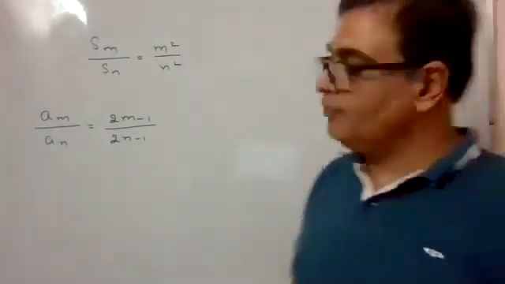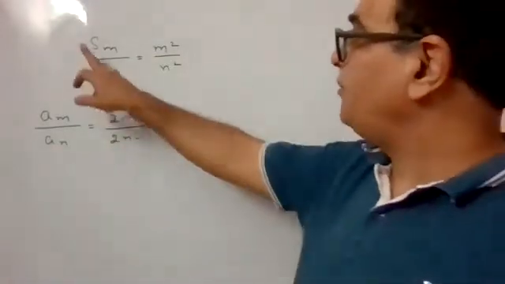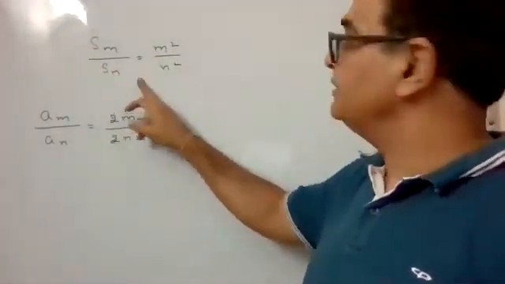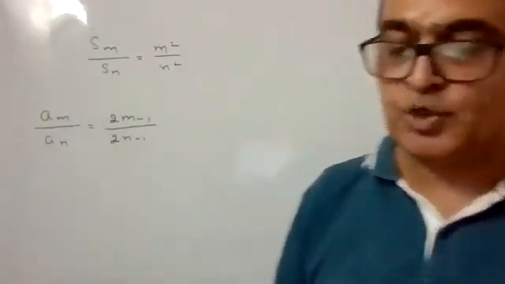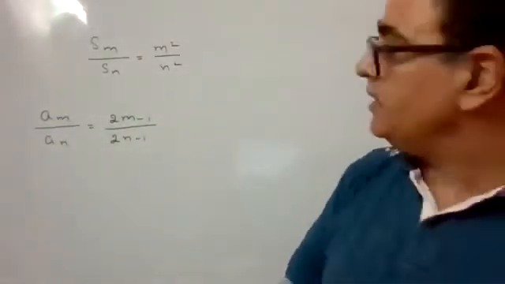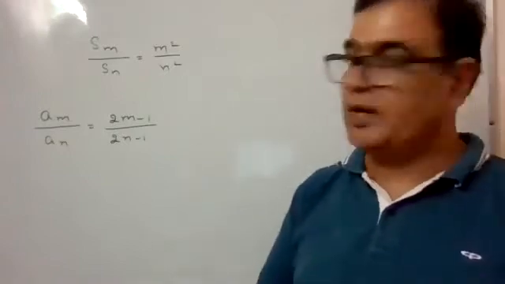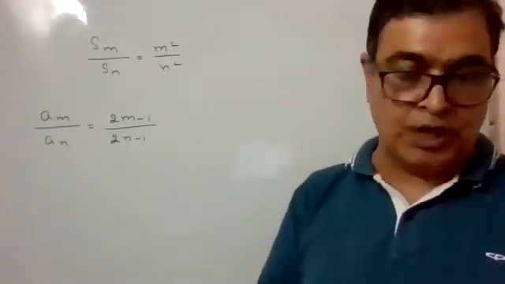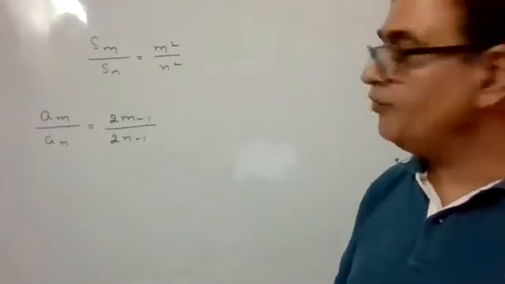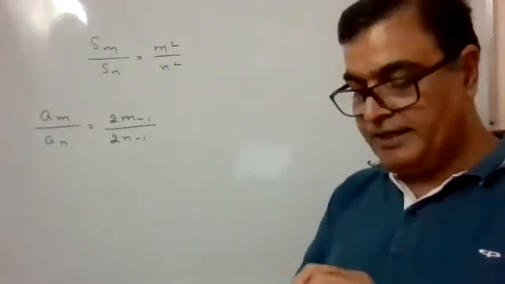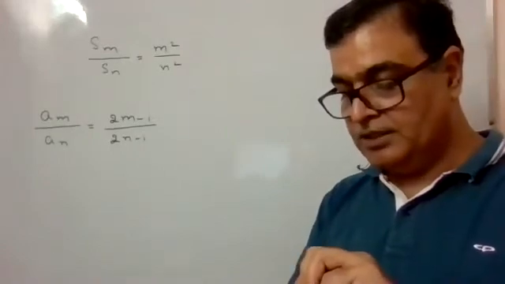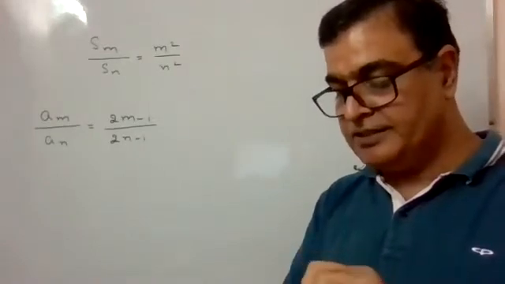This was the question we have started. We have to show that the mth term ratio nth term of the same AP is 2m minus 1 by 2n minus 1. So how to start it? We will do it by the sum formula, the sum of m terms formula and then the sum of n terms formula. So here we can write this easily.